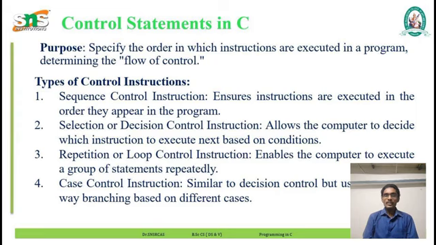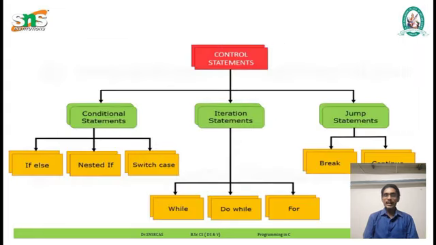In general, control statements are classified into three main categories, namely conditional statement, iteration and jumping statement. Conditional statement contains if, nested if and switch cases. Iteration contains while, do while and for, whereas jump statements have break and continue operations.